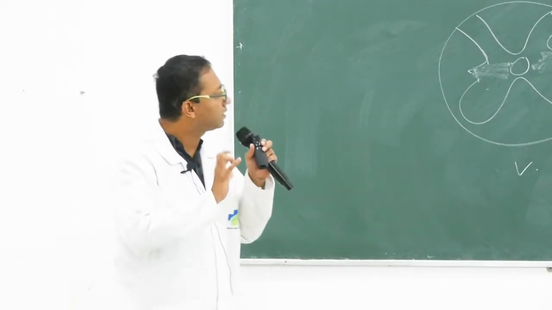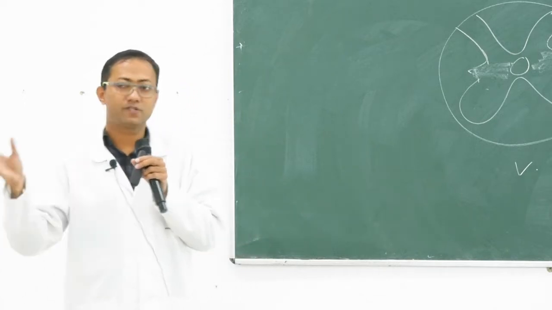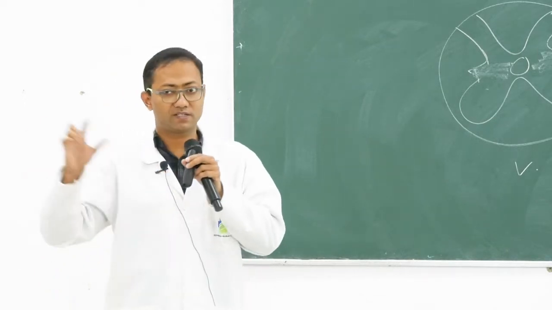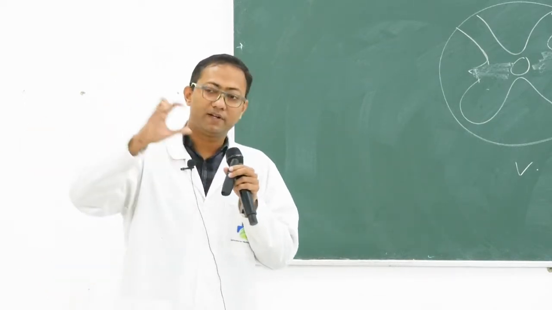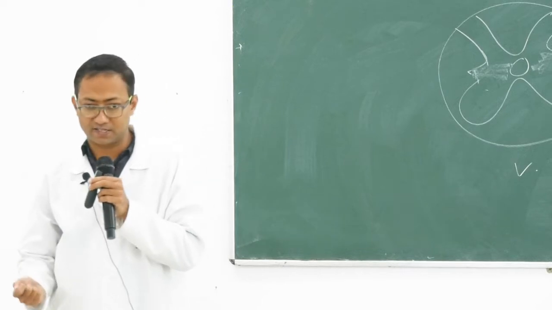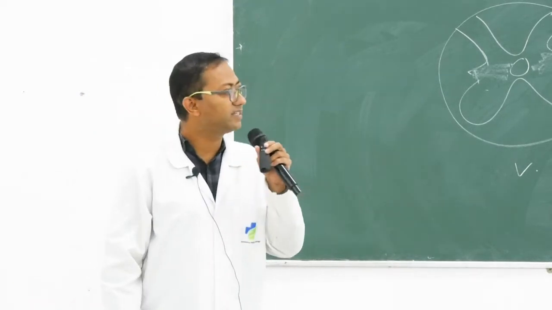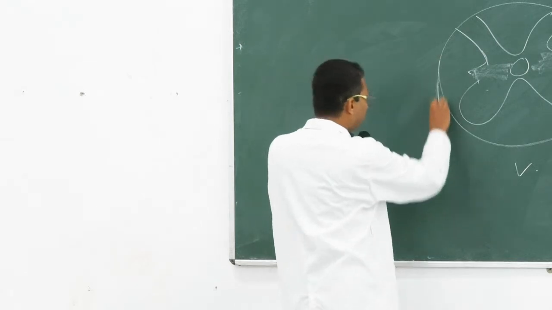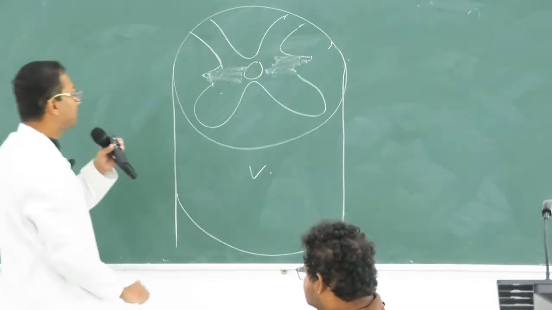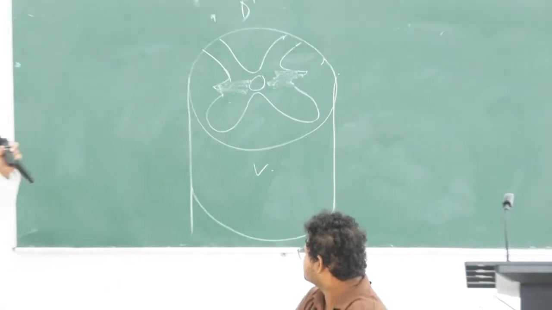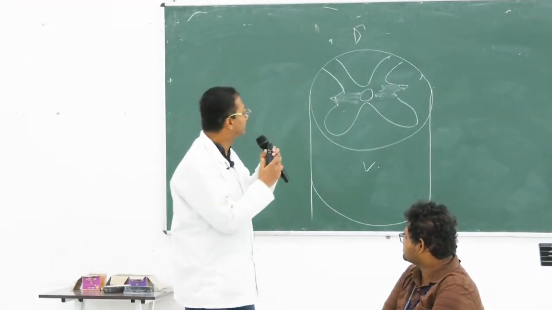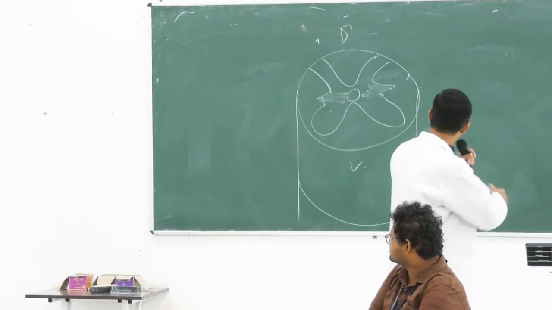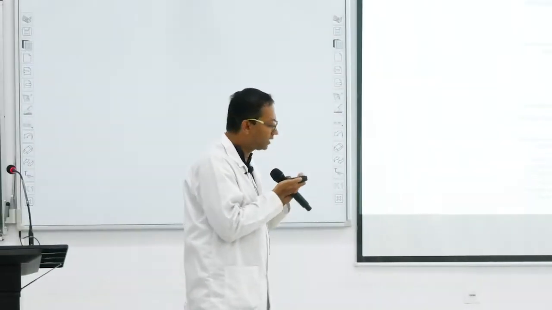Okay, now we have multiple tracts, and all of which we will not be able to discuss in this short class, but we will discuss the sensory tracts or the ascending tracts. So what are the sensory tracts or ascending tracts? This is your spinal cord in cross section. We have sensory tracts. This is in cross section and you can see the sensory tracts over here.